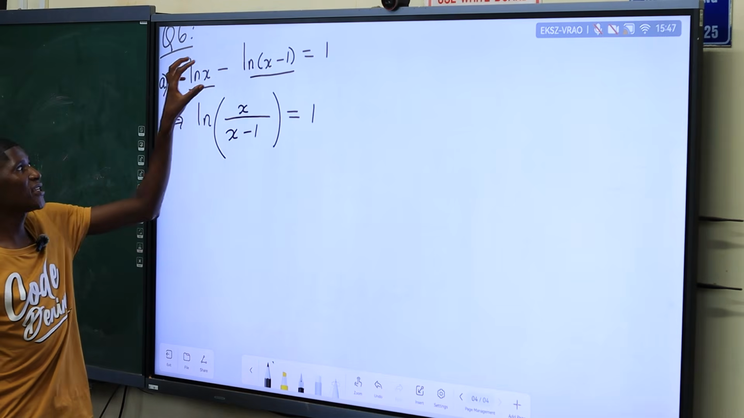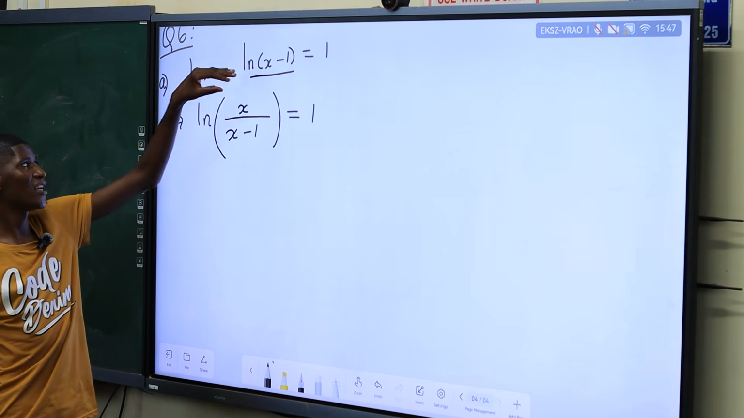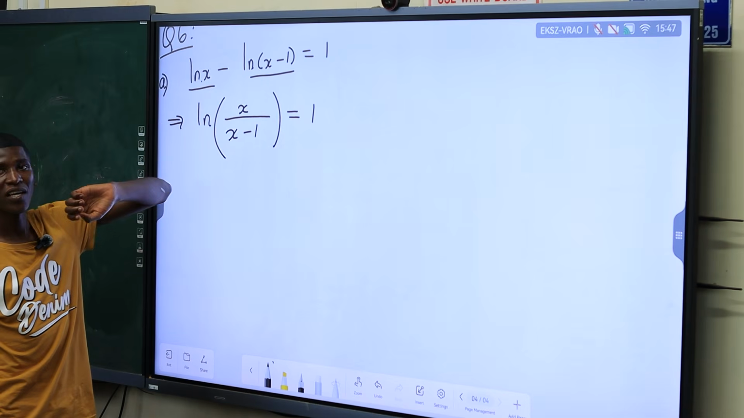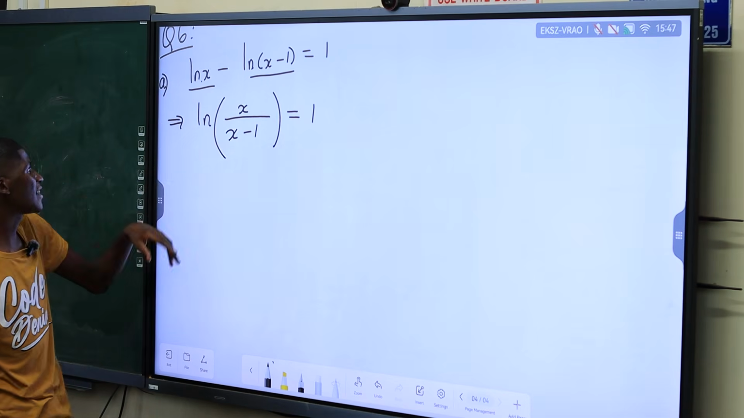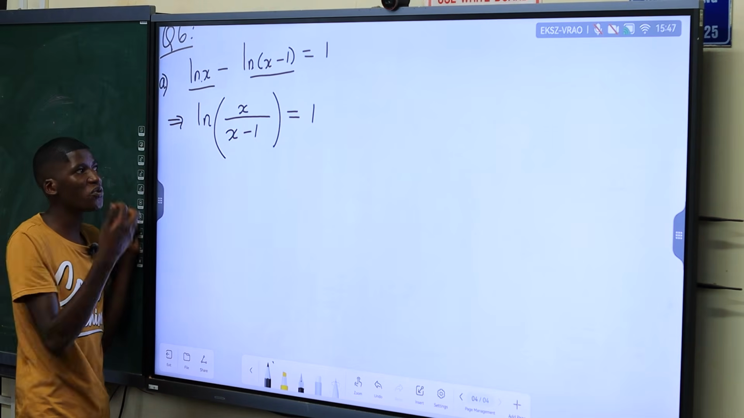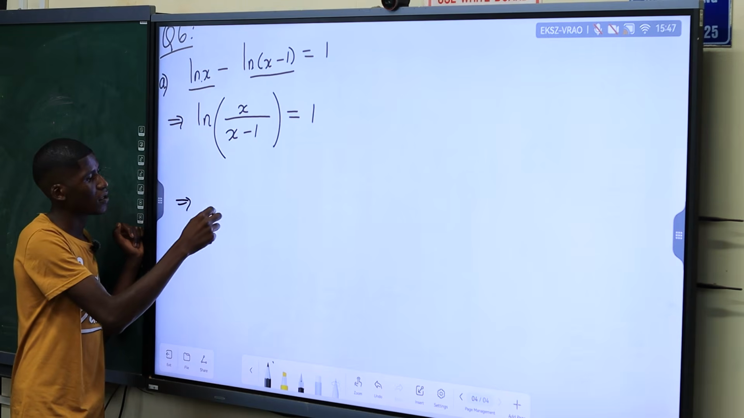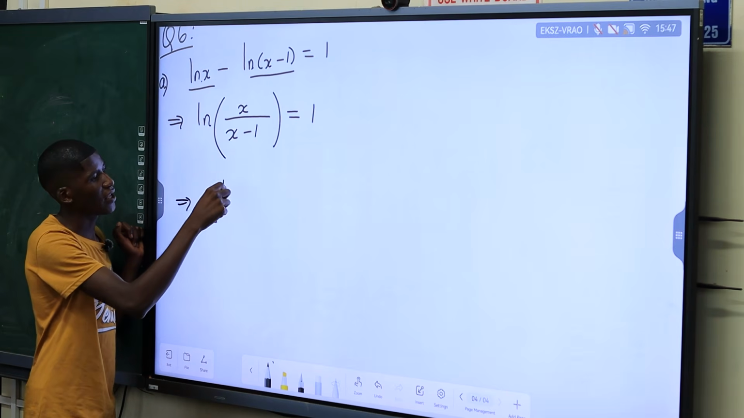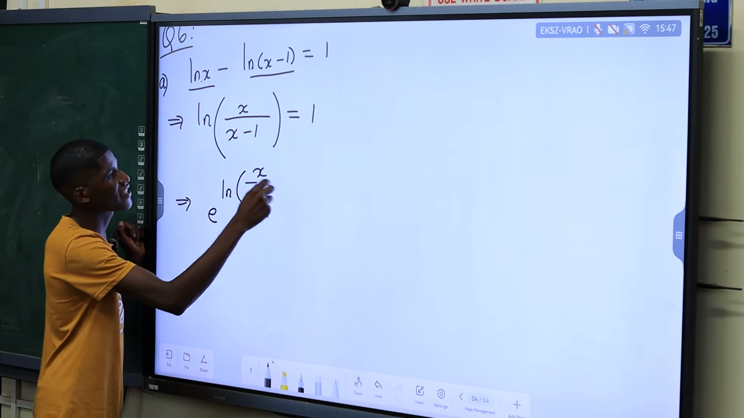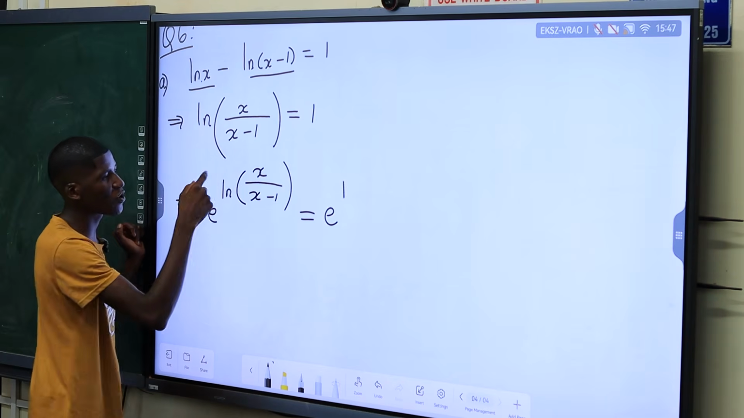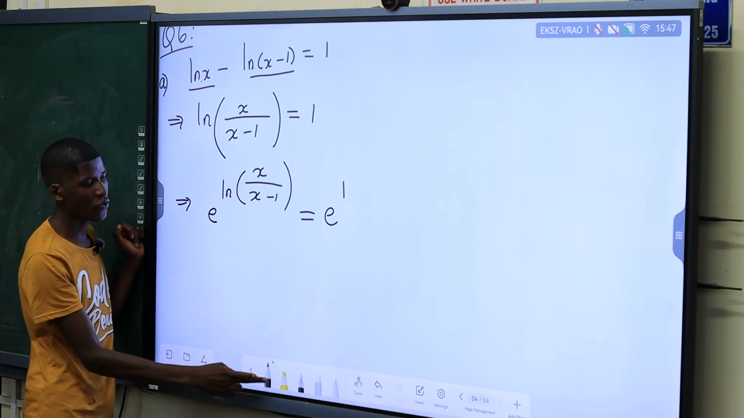When you are subtracting two logarithmic functions with the same base, of course, because this is log base e, you can just divide their arguments. So let's solve. How do you solve for x? Take e to the exponent of ln. We put e because we wanted to get rid of the ln. That's how you apply the laws.